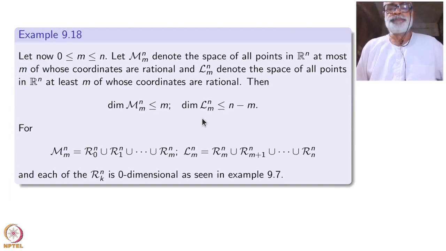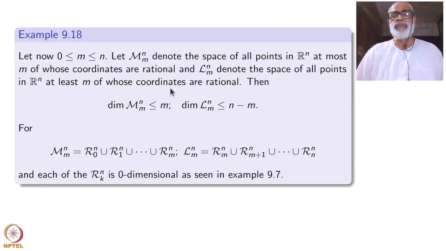Now, here is an example. Start with any integer n, possibly positive, otherwise there won't be anything left here, and take m to be smaller than that. Okay, you can take equality also. Let curly M upper n lower m denote the space of all points in Rn, at most m of whose coordinates are rational. Here we had curly R m n earlier, wherein exactly m coordinates were rational. Now, at most, so you have to be very careful here, at most m of whose coordinates are rational, and curly L n m, same n m, denote the space of all points in Rn, at least m of whose coordinates are rational.